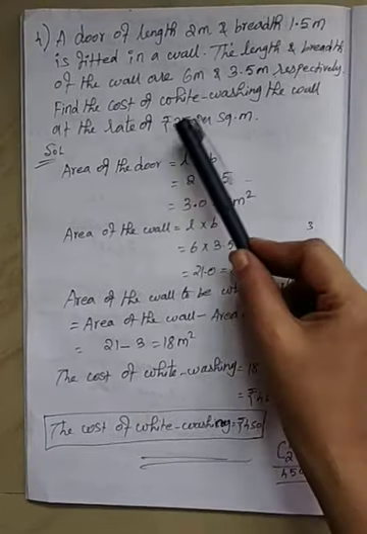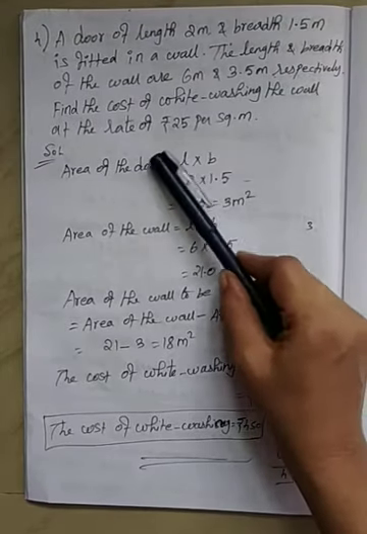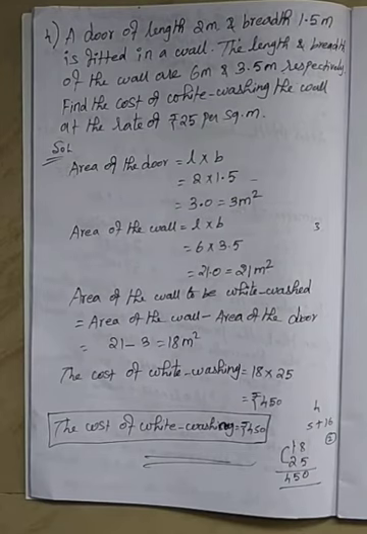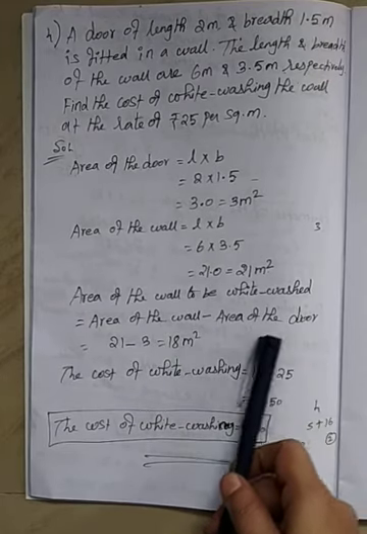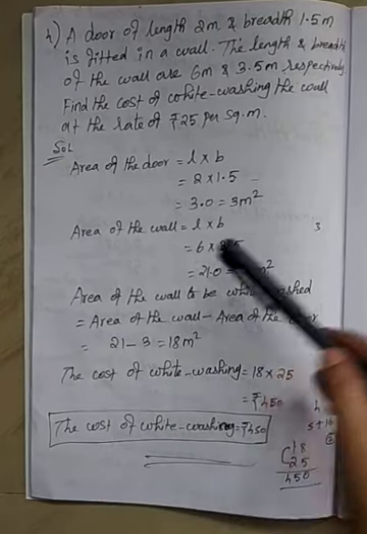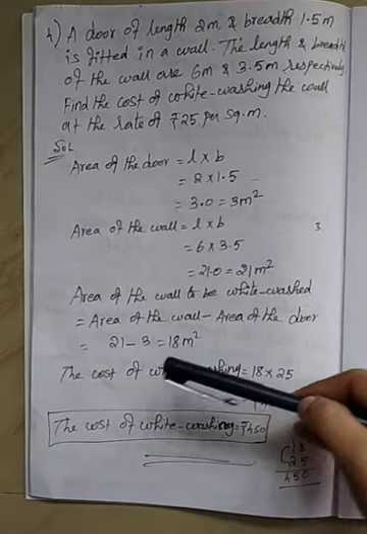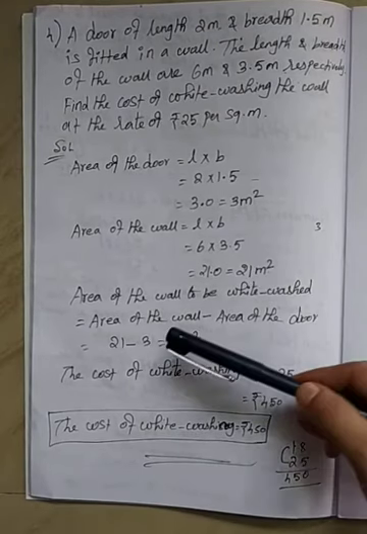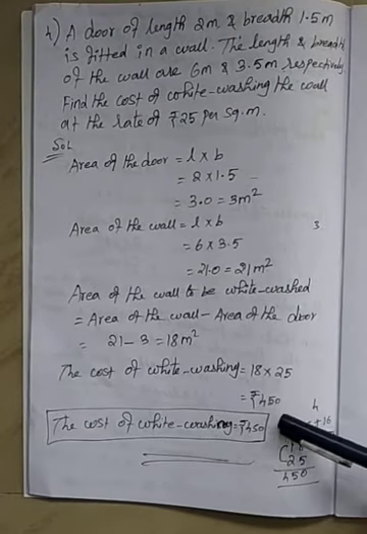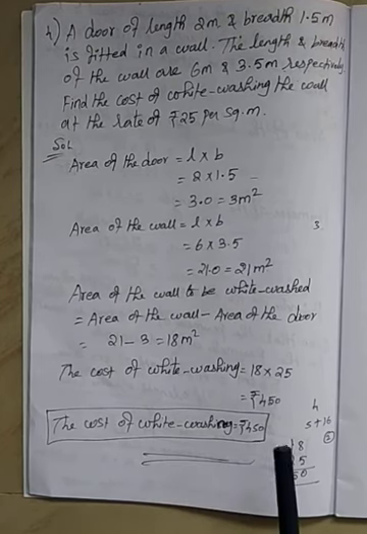Now you need to find the cost of whitewashing the wall at the rate of rupees 25 per square meter. So first you have to find the area of the wall to be whitewashed. So area of the wall to be whitewashed is nothing but the total area of the wall minus area of the door. Already both values you can find. So substitute here, you will get 18 meter square. Now the cost of whitewashing is this 18 into 25. Multiplying in that one, you will get rupees 450. Therefore, the cost of whitewashing is rupees 450.